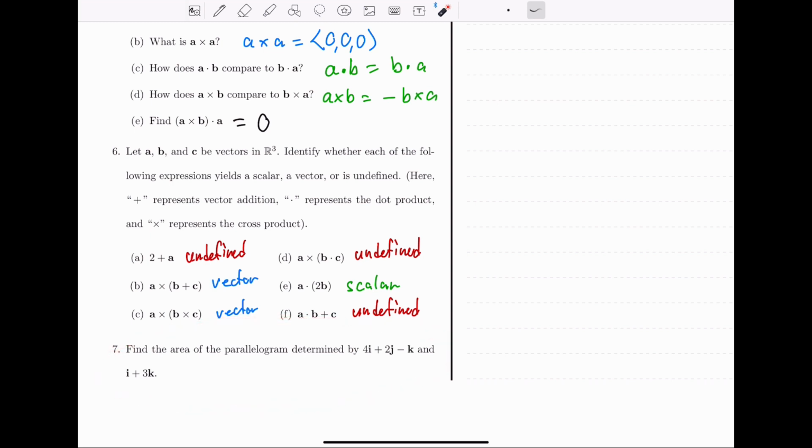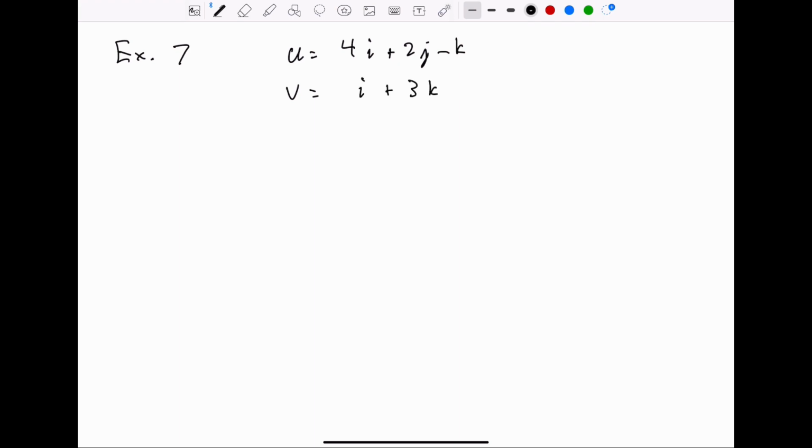We want to find the area of the parallelogram determined by these two vectors, and we're going to do that using the cross product. Let's give some names to these two vectors. Let's say u is the first one, and it's 4i plus 2j minus k. And v, the second vector, is i plus 3k. And I want to convert these to component form because that's what I'm more comfortable with.